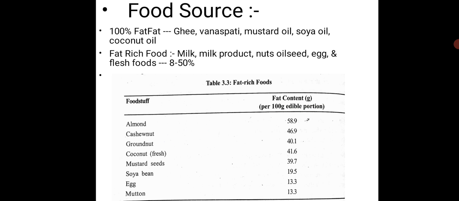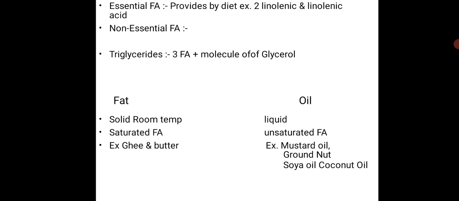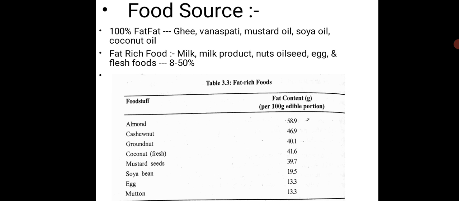Then the food sources of fat. If we talk about 100% fat containing foods, they are ghee, vanaspati ghee, which is nothing but dalda, then mustard oil, soya oil and coconut oil. All are 100% fat.